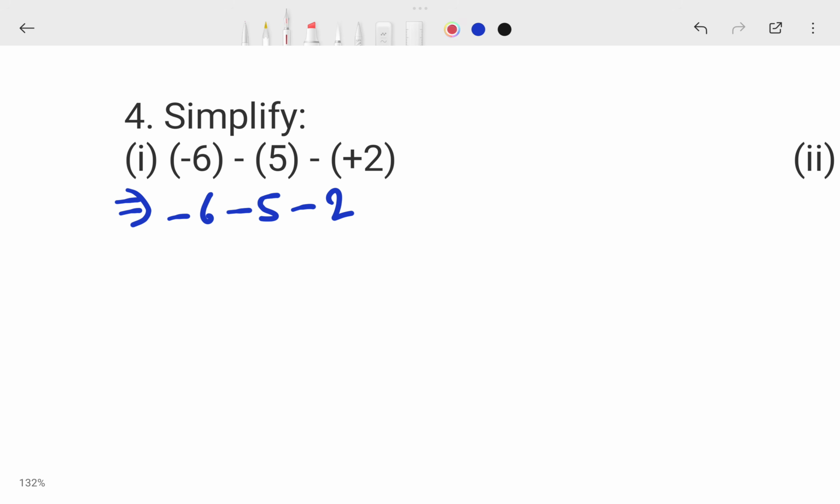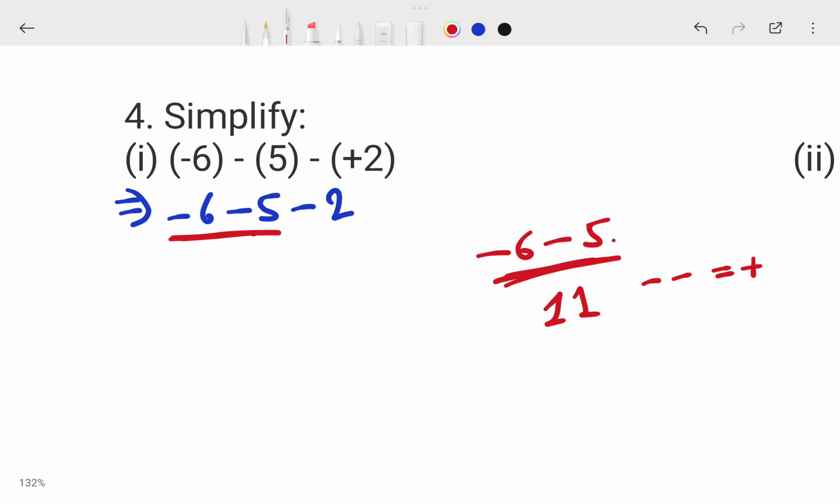Right, so after that, now let's do this one. This is minus 6 and this is minus 5. So here minus minus, it is going to be plus, so this is going to be add, so 6 plus 5, that is going to be 11. But here in this one, 6 or 5, which is greater? 6 is greater. So what symbol does 6 have? Negative symbol, so it is going to be minus 11. So after that, what is left? Minus 2 is left, right?